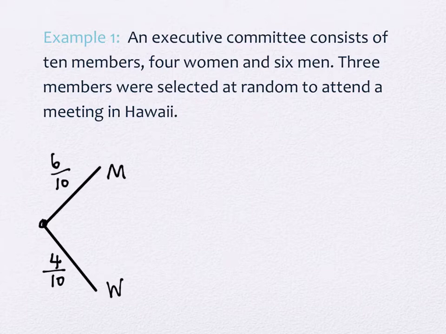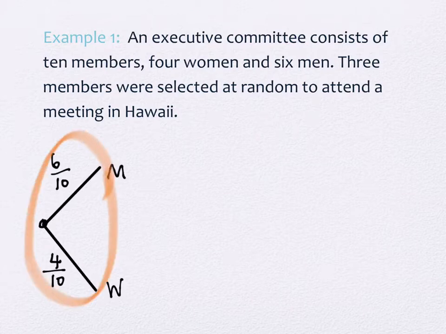Now, it's important to realize that along each pair of branches, these have to add up to 1. This has to explore all the possible outcomes, 100%. 6 out of 10 plus 4 out of 10 is 10 out of 10. That's all possible outcomes are represented, okay?